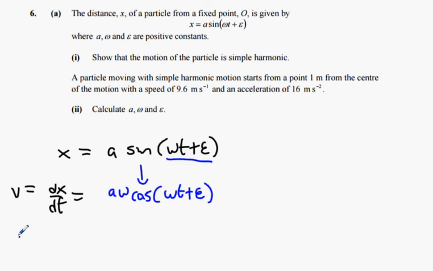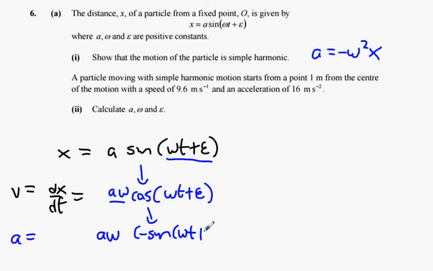Differentiate again to get acceleration. Remember, when you're proving simple harmonic motion, it's a equals minus omega squared x that we're looking to get. Differentiate one more time. Once again, the A and the omega are considered constants. They'll go straight down. The cos will change into a minus sine. The angle is maintained because the angle never changes during differentiation or integration. Now you still have to differentiate the angle. Differentiate omega t plus e with respect to t, and what you get? Another omega.